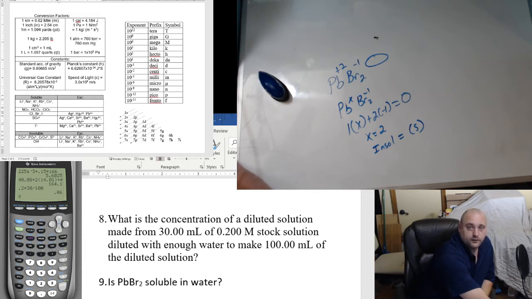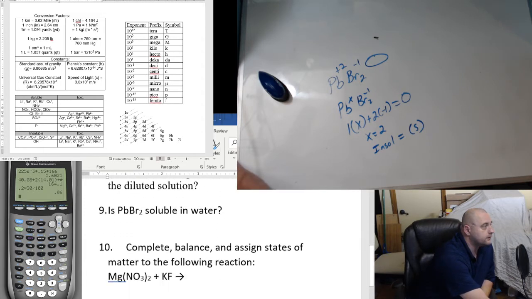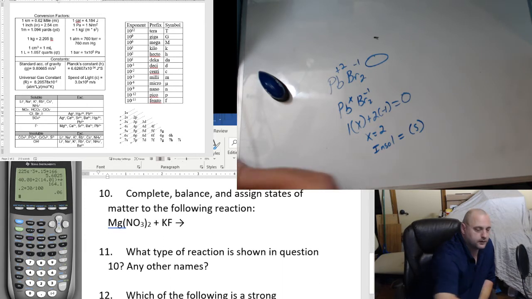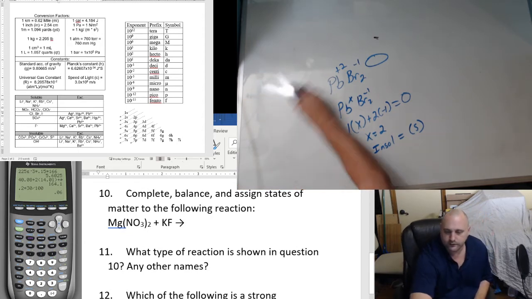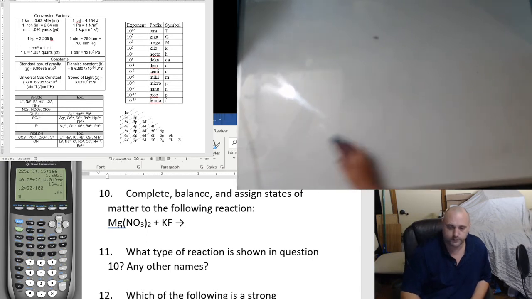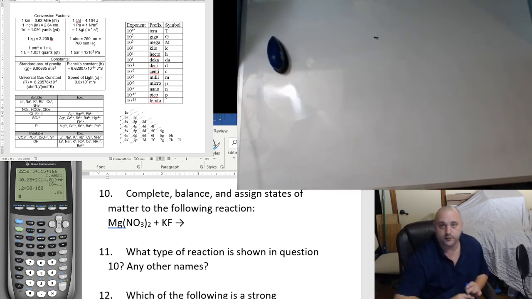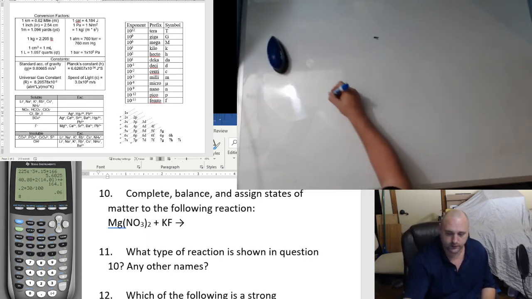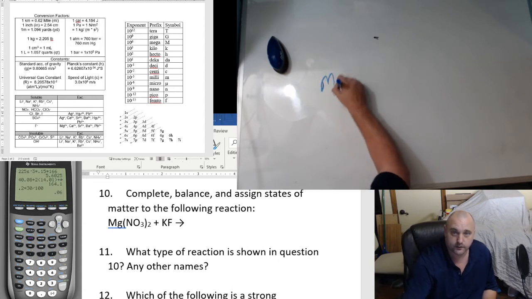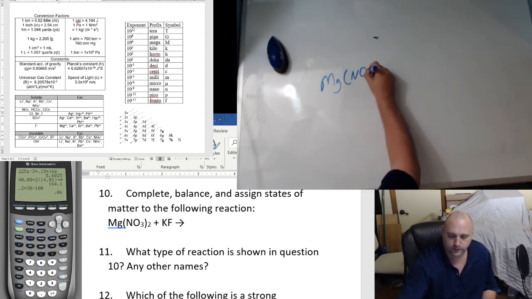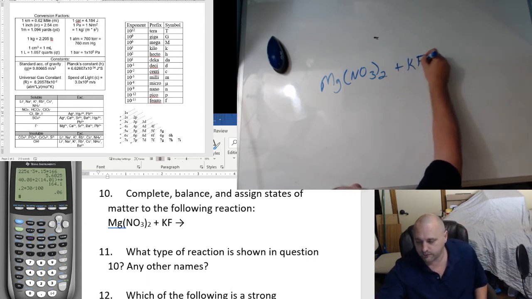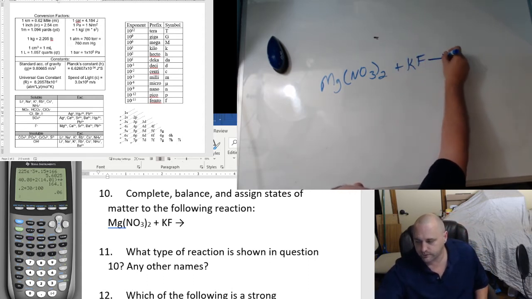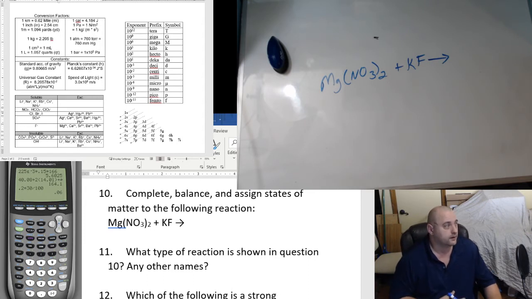All right, so let's go ahead and check the next one. Oh, it says complete and assign states of matter to the following. Oh, that's going to be some more with these. So we got lots of stuff going on here. Mg(NO3)2 plus KF. And I'm going to put my products down here.